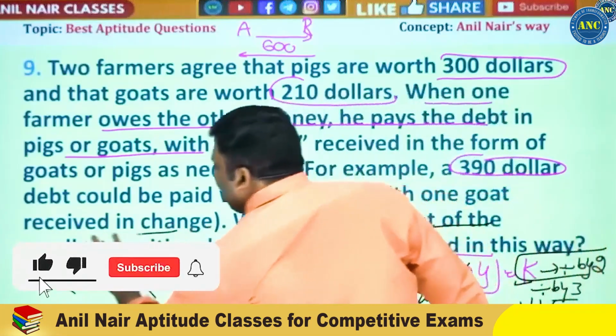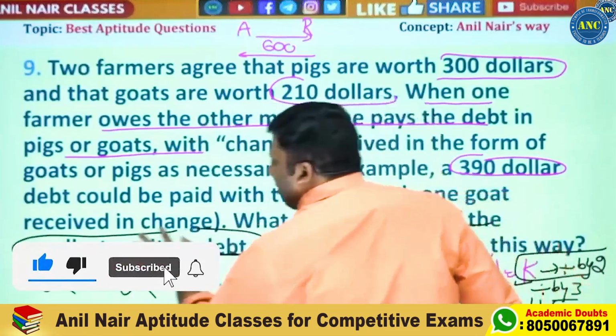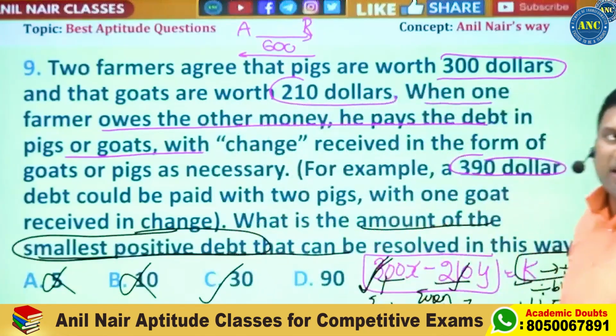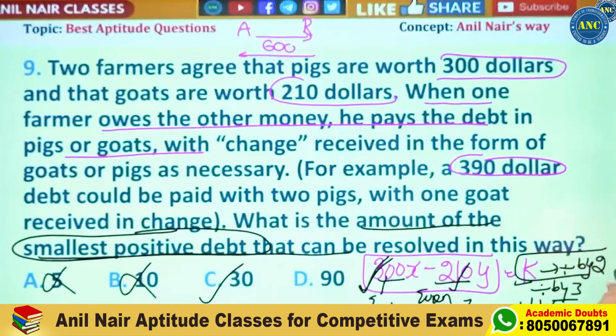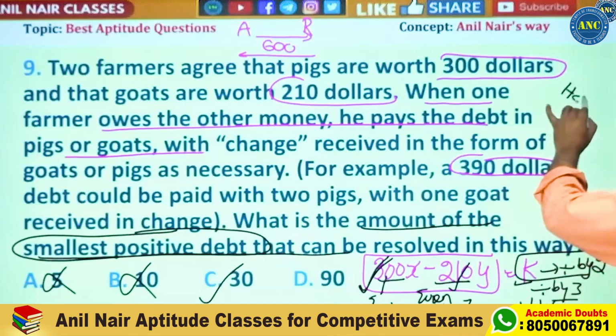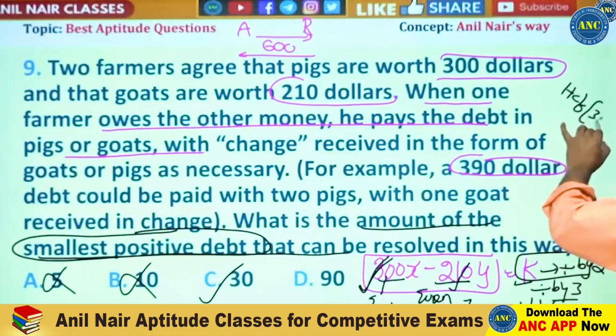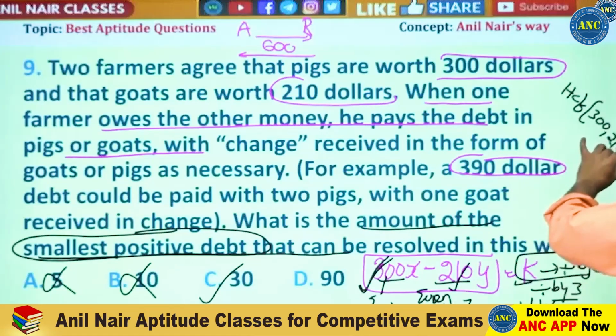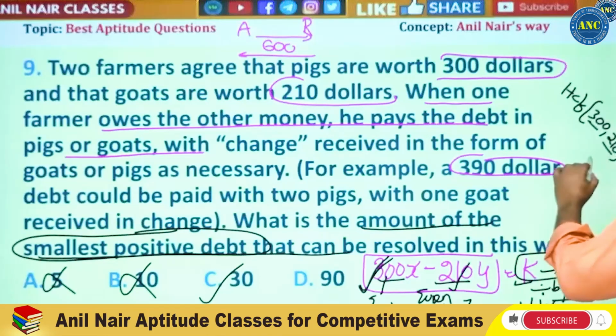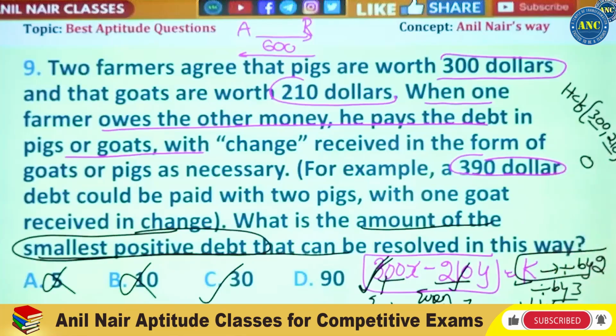Question is smallest positive debt. Answer is 30. In simple language, it is HCF of 300 comma 210. This is divisible by 10. So answer will be divisible by 10.